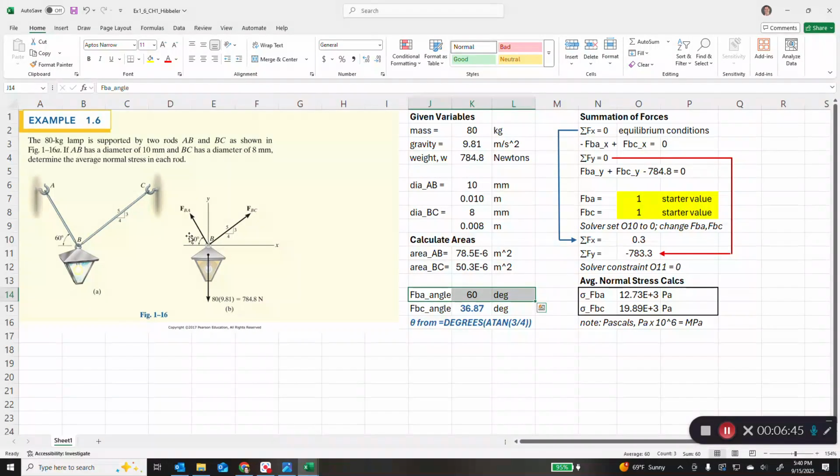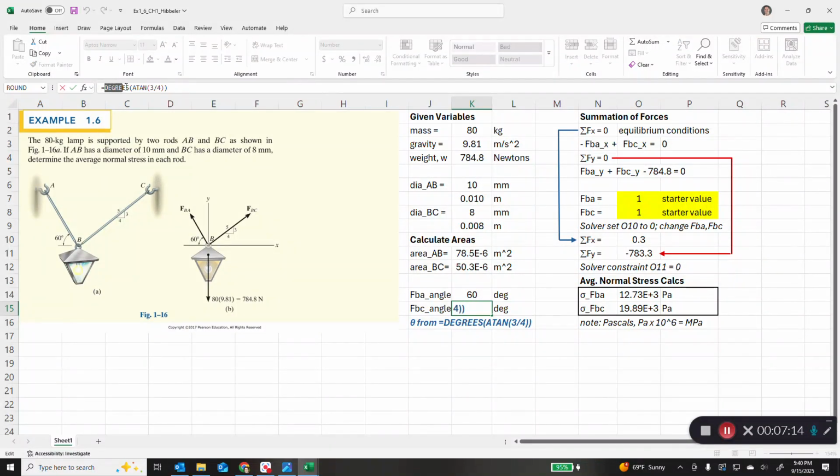FBA angle is given. FBC angle is not given. Where did we get the 36.87? Well, we can say that at the angle that's inside here, which would be the angle in that triangle, if we want to take the tangent of that angle, it would be the opposite over the adjacent. That's 3 over 4, you can see from the triangle. So if we take the arc tangent of 3 over 4, here we've done that. We had to convert to degrees and then take the atan, arc tangent, of 3/4. We get the angle rounded to 2 decimal places, 4 significant digits.